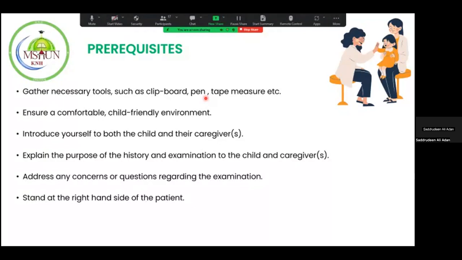Then you ensure you're in a comfortable, child-friendly environment. So maybe an environment that's well lit, has adequate ventilation, maybe toys, if any toys are around, as you can see from this first image, maybe a teddy bear. Just make the child feel that they're in a comfortable environment.